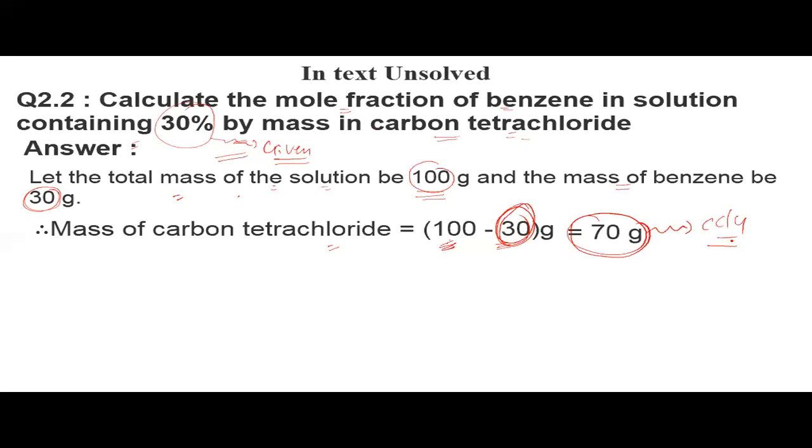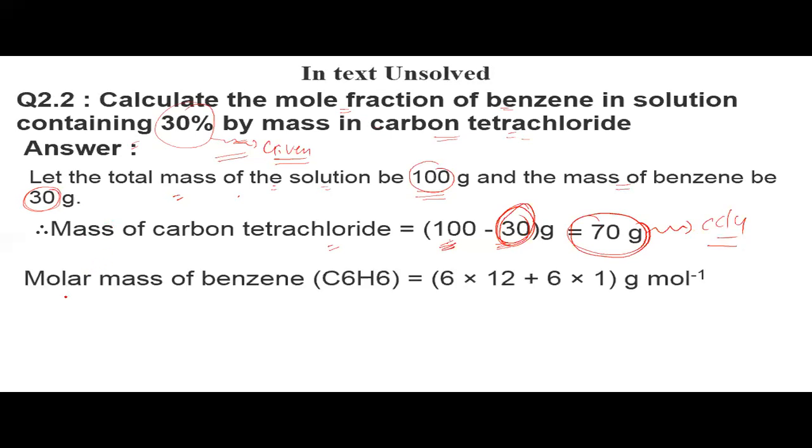Now, first we will discuss the molar mass of benzene. As you know, the formula is C6H6. So there are 6 atoms of carbon. Carbon has atomic mass 12. There are 6 atoms of hydrogen. The atomic mass of hydrogen is 1. The value comes to be 78 gram per mole.